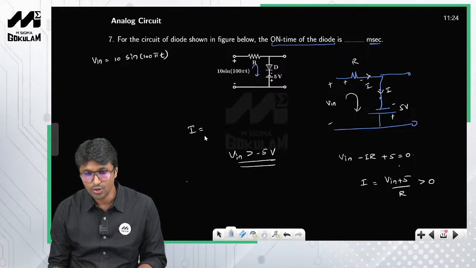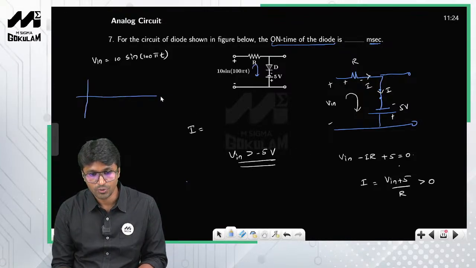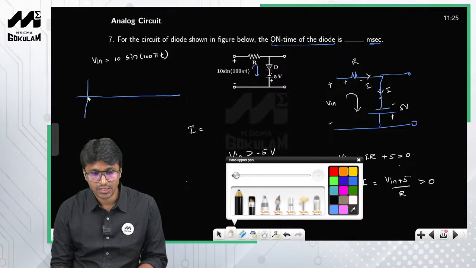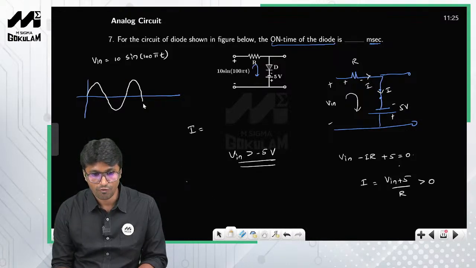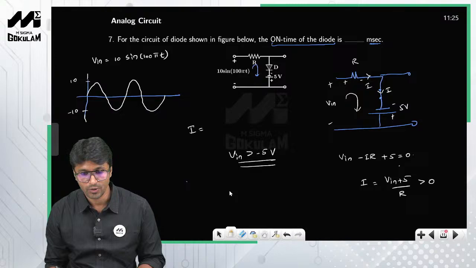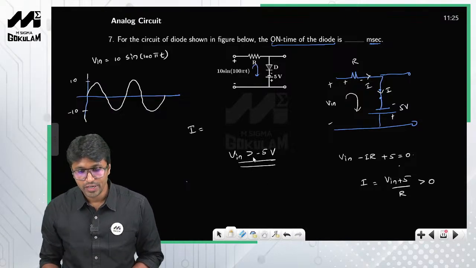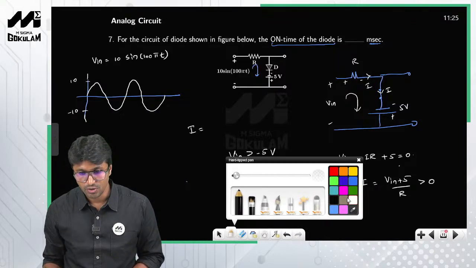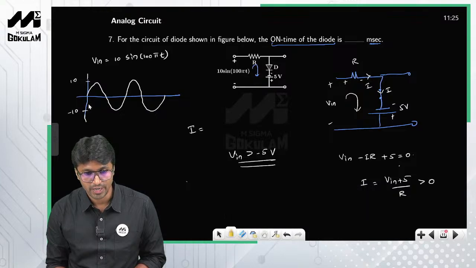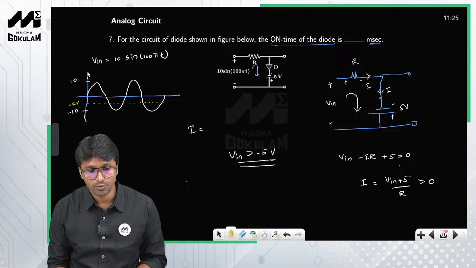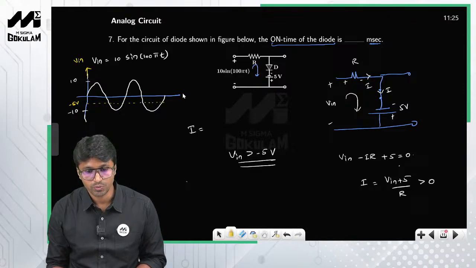So look at this one. First let me draw the input. If you draw the input, this is what you get. This is a sinusoidal signal of peak amplitude 10 volts, peak to peak 20, so this is 10 and this is minus 10. I will also mark minus 5, which is somewhere here. So this is minus 5 volt, and this is your input voltage versus time.